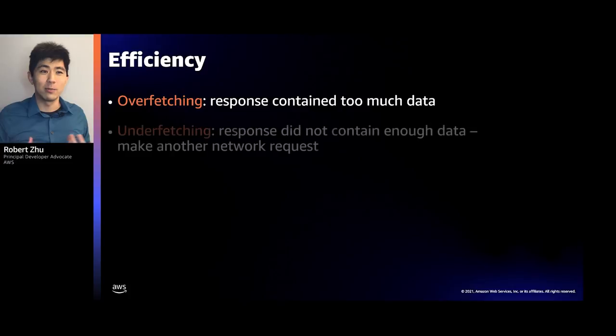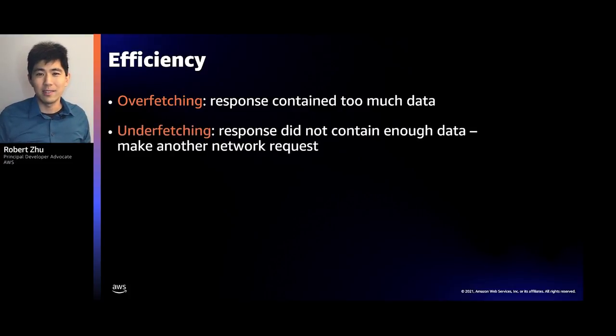Relatedly, there is the concept of underfetching, and that's when the response didn't contain enough data. And the only recourse is to make another network request because you didn't get all the data that you needed in the first one. Now, underfetching is especially common in REST because every time you see a hypermedia link, if you need the data in that linked document, what can you do other than to make another network request for that document, right? And in fact, the better you get at implementing the HATEOAS constraint, the hypermedia as the engine of application state constraint, the more common underfetching becomes.